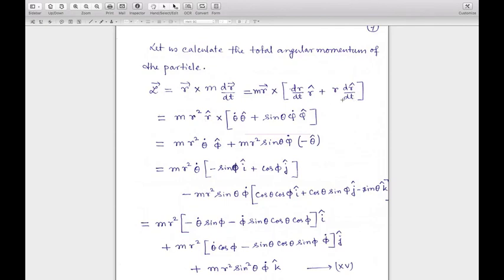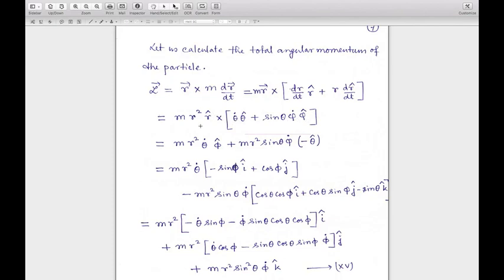Okay, and this d r unit vector/dt, if you do the calculation, you will see is nothing but theta dot theta cap plus sine theta phi dot phi cap. That r I can take outside. So the total thing can now be written as m r square times r cap cross theta dot theta cap plus sine theta phi dot phi cap.